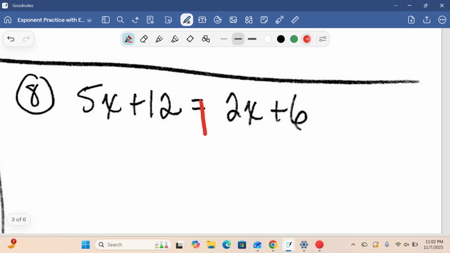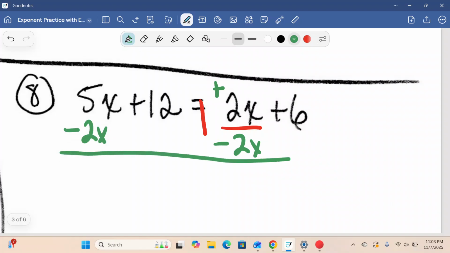So I have to pick the 5x or the 2x. If I pick the 5x, I have to throw it to that side. If I pick the 2x, I have to throw it to the other side. So I want to pick that one. So I want to get rid of that one. So I'm going to do the opposite of positive 2x. I'm going to do minus 2x. But then if I do minus 2x on that side, I got to do minus 2x to that side.